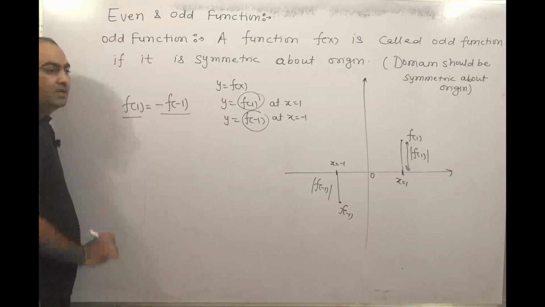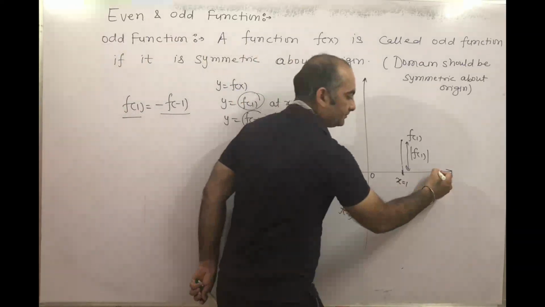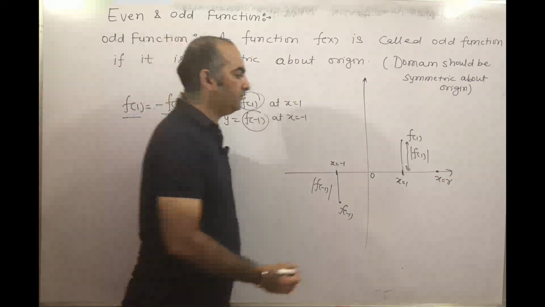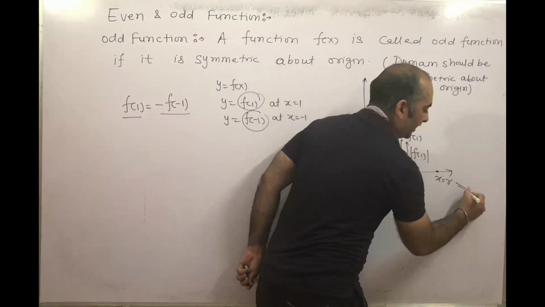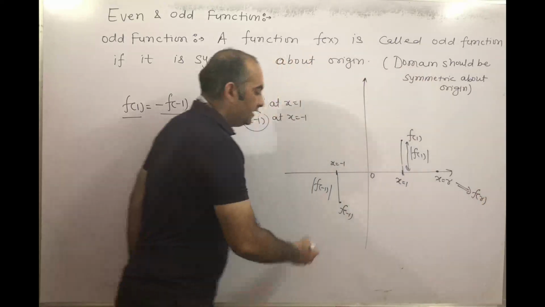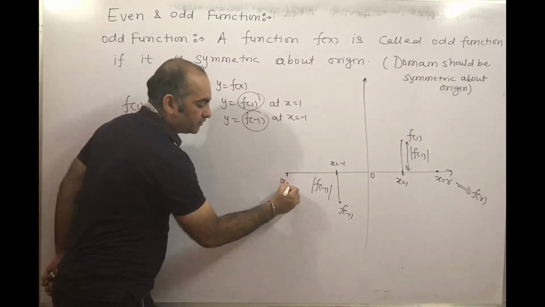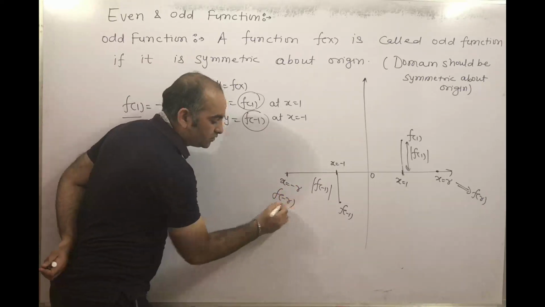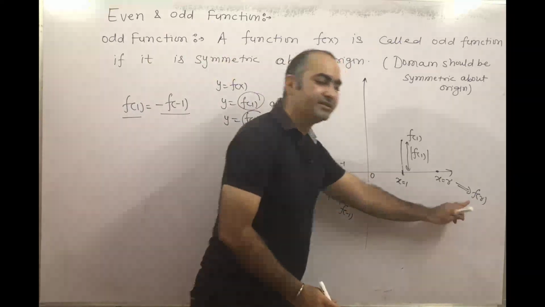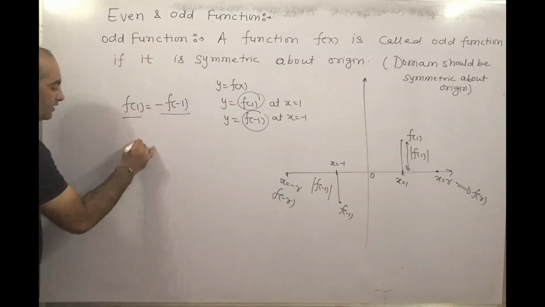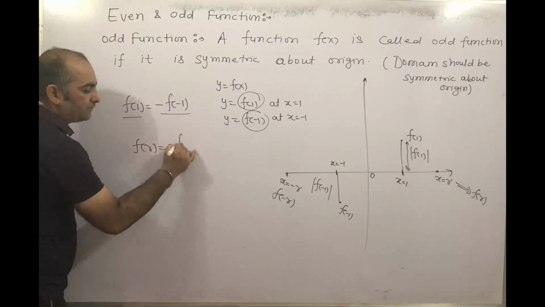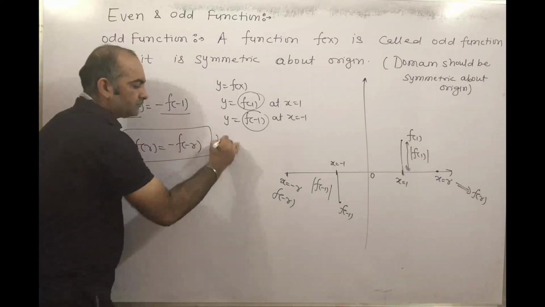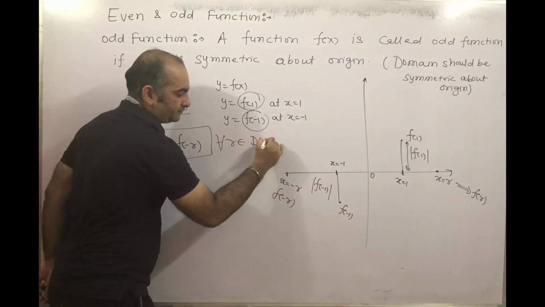Similarly, if I take r distance away, x equal to r, with respect to r, what value will come? f(r). And similarly, r distance this side, x equal to -r. With respect to -r, f(-r) will come. So what should be the relation between f(r) and f(-r)? f(r) should be equal to minus of f(-r). This should hold for all r belongs to domain.